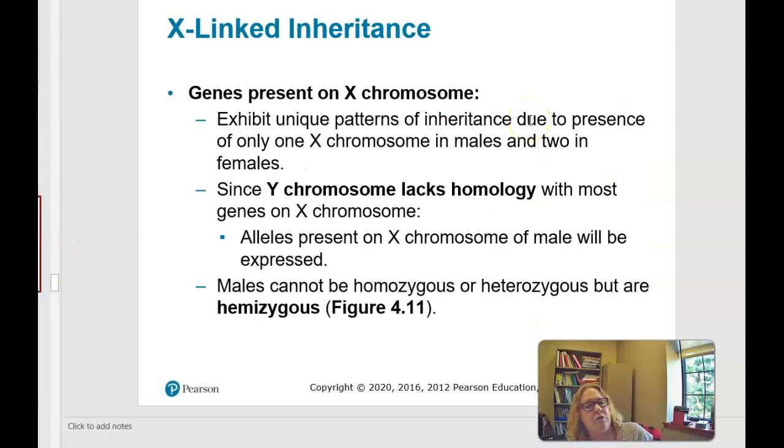Genes present on an X chromosome exhibit a pattern in which males tend to have more, and you would see that in any kind of, when you look at a history of the, what is the word I'm looking for? Pedigree. When you look at a pedigree, you will see that mostly the males have it. Males cannot be homozygous or heterozygous, but the word there is hemizygous. And so you will just see, again, there's a lot of them.